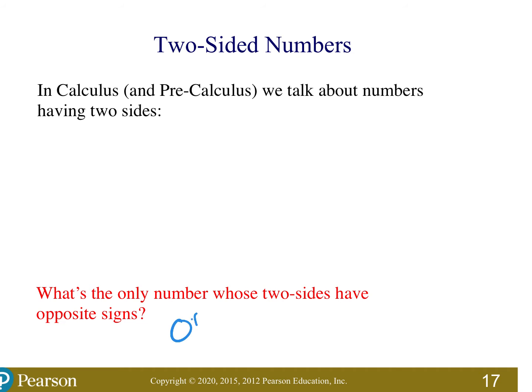So the answer to that question, what's the only number whose two sides have opposite signs, is 0. We have 0 plus versus 0 minus. Okay, so having two sides, it's the Dr. Jekyll and the Mr. Hyde. It's either positive or negative, depending on what side of 0. So we're not going to just be talking about 0. I'm going to specify which side of 0 you are talking about, because it's going to matter.